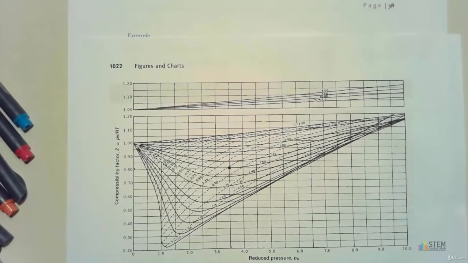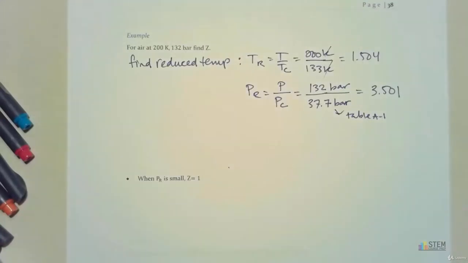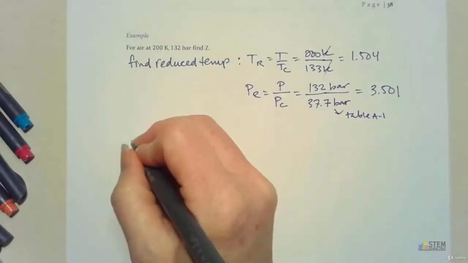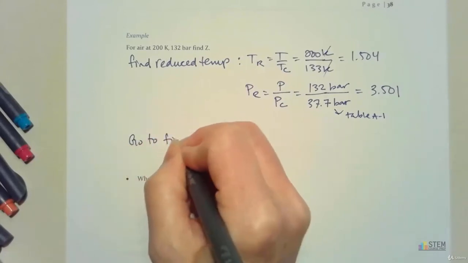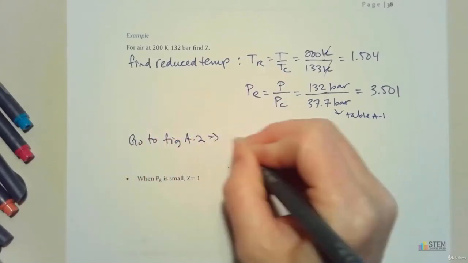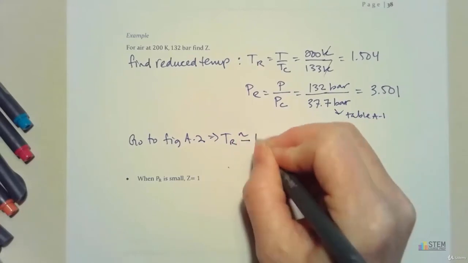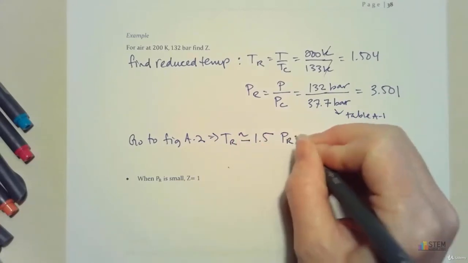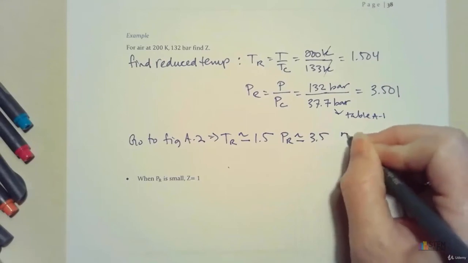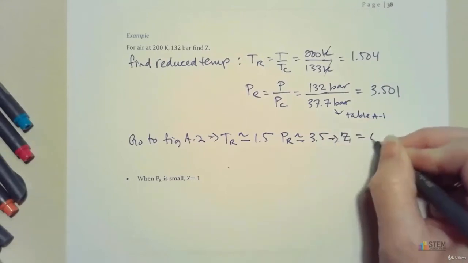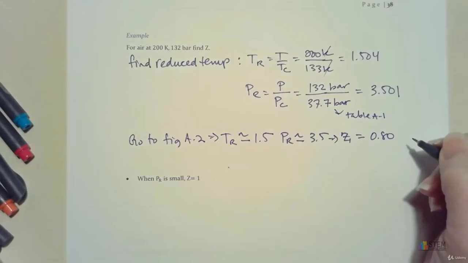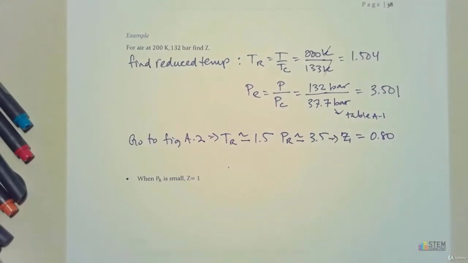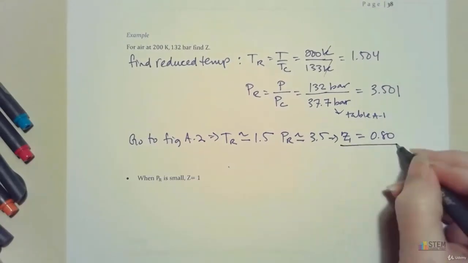And that's how we use this table, or this figure. I keep calling it a table, it's really a figure. So Z here is going to be 0.8. Let's write that down. So we'll go to figure A2, and then we're going to have reduced temperature is approximately 1.5, reduced pressure is approximately 3.5, and then Z ends up being 0.8. Now, this would be our answer.